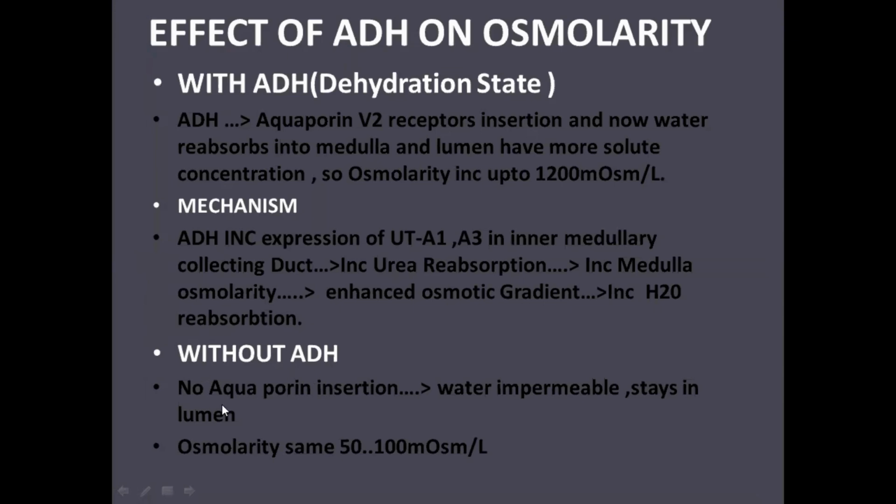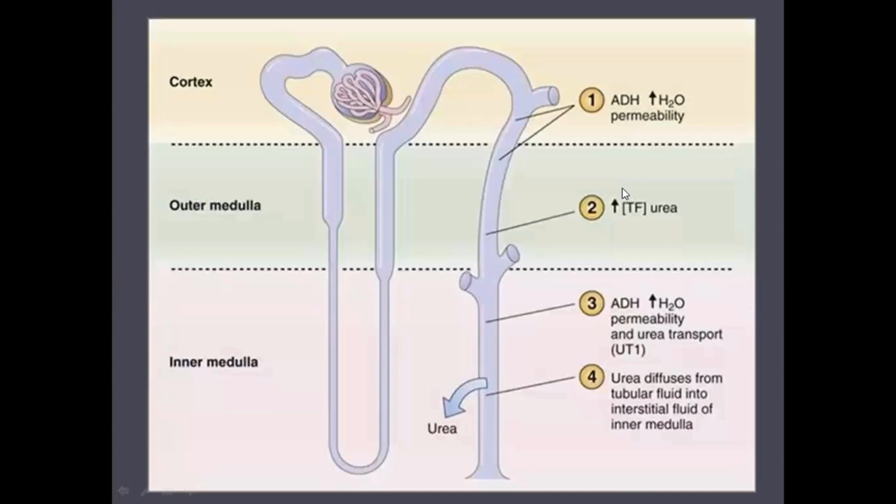Without ADH, there is no aquaporin insertion. So, in the absence of ADH, our collecting duct is impermeable to water. So water will keep staying in the lumen and osmolarity will stay the same, at 50 to 100 milliosmol per liter. So you will see that in the case of ADH, the osmolarity of the collecting duct reaches even up to 1200 milliosmol. That is a high yield point too. And I have again explained that slide too.